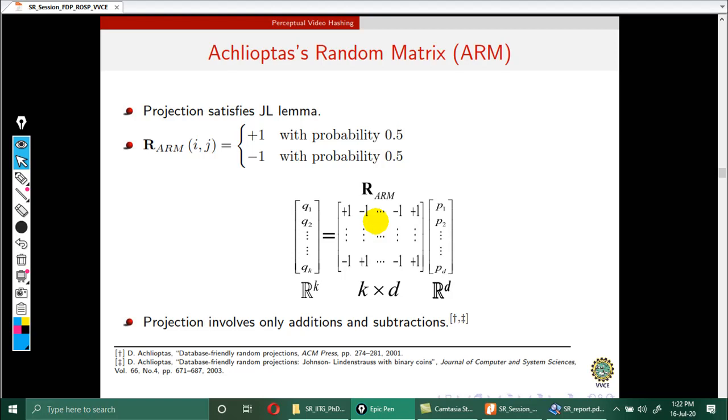Another advantage of the Achlioptas random matrix is that it includes only +1 and -1. When I multiply, you may think it's multiplication, but it boils down to only addition and subtraction, so there is no multiplication involved. So it reduces the computational complexity when mapping a point in a high dimensional space to a low dimensional space.